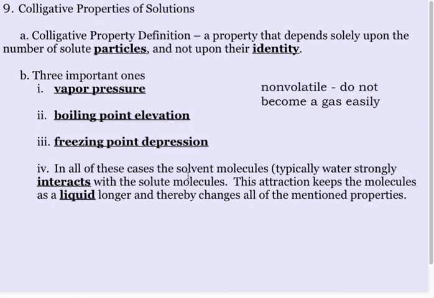So basically what happens in all of these situations is the solvent molecules, which we're typically looking at as water, are attracted to the solute molecules. And what happens is the liquid phase stays longer. So what you'll notice is the boiling point goes up, the freezing point goes down, and there's just less vapor pressure overall. So the liquid phase is basically extended in all directions because of this interaction, which is a pretty cool thing.